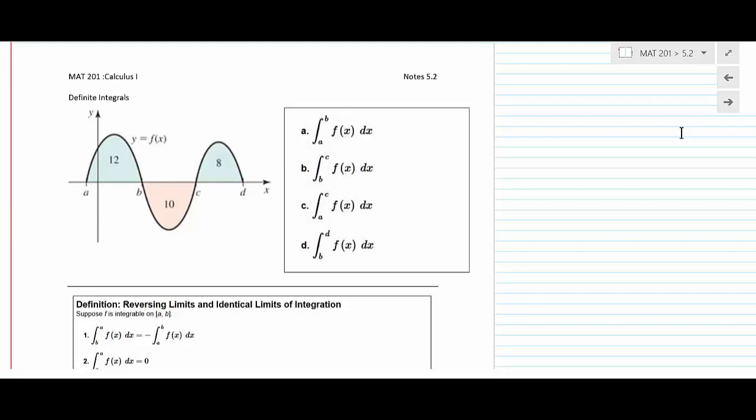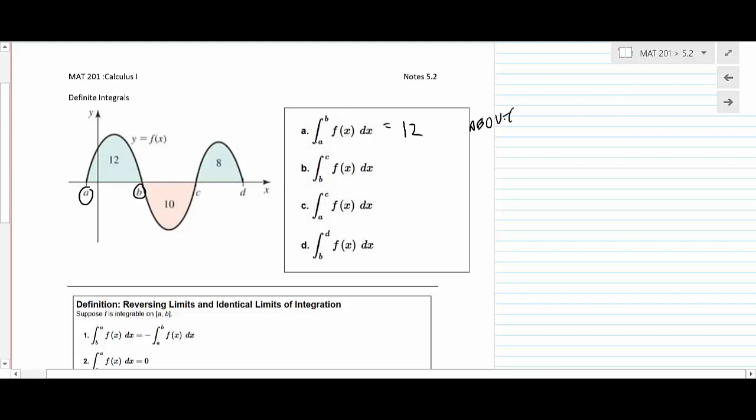Okay, so here's what you're trying to do. The purpose of this exercise is to help you understand how area works and how the integral works. So this integral, you're going from A to B. Okay, and they're telling you that the area of that region's 12. So would the answer be 12 or -12? 12. It'd be 12. Okay, it's above the x-axis, that's why it's positive.